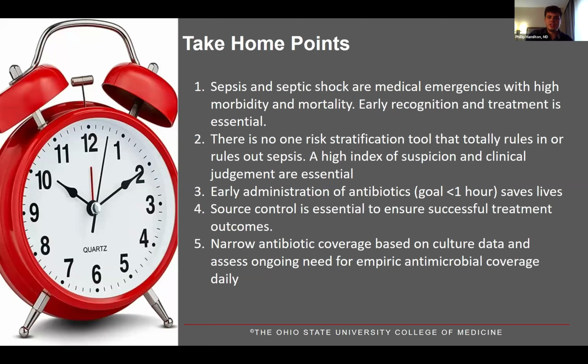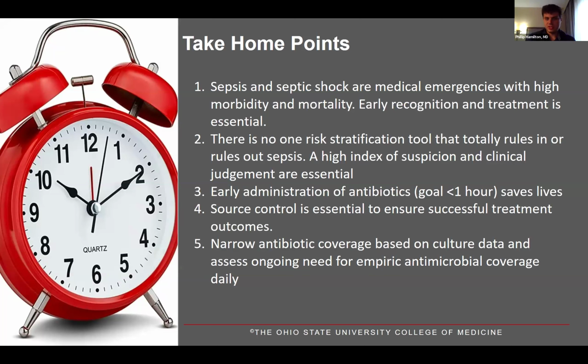Okay, so just to reiterate some of our take-home points. Sepsis and septic shock are medical emergencies with high morbidity and mortality, and early recognition and treatment are essential. There's no one risk stratification tool that totally rules in or rules out sepsis. It's important to maintain a high index of suspicion and use your clinical judgment. Early administration of antibiotics with a goal time of less than 1 hour saves lives.